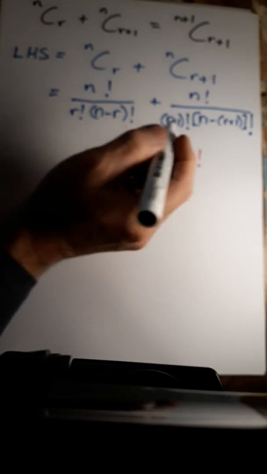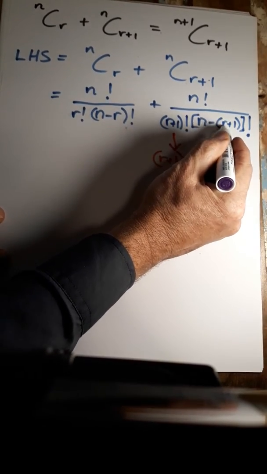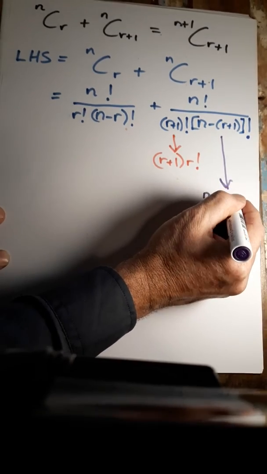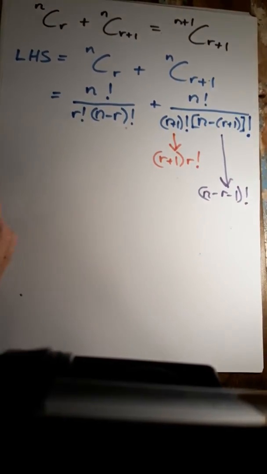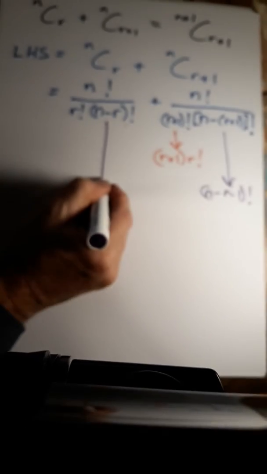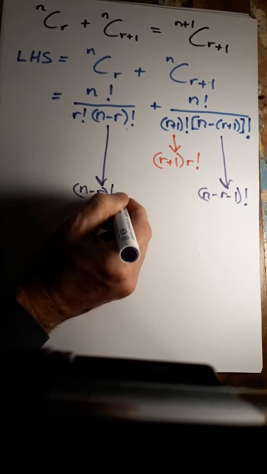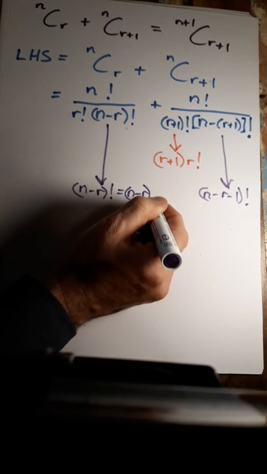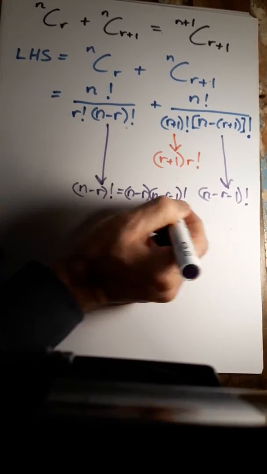And similarly, this here, it says (n-r-1) if you expand that, (n-r-1) factorial. And the reason I point that out is this one here, (n-r) factorial, is just (n-r) times (n-r-1) factorial.